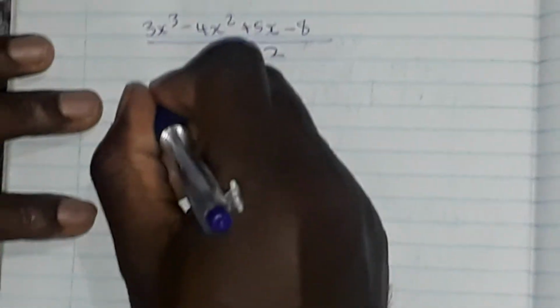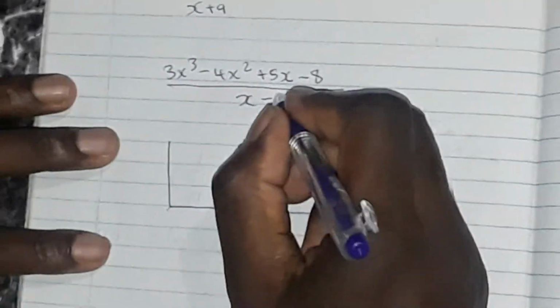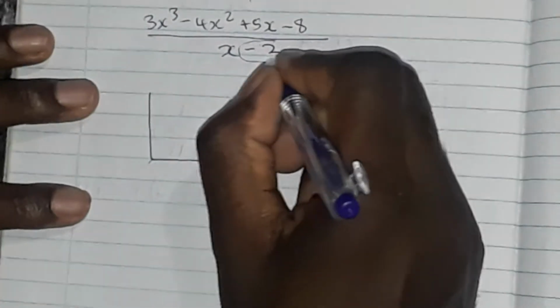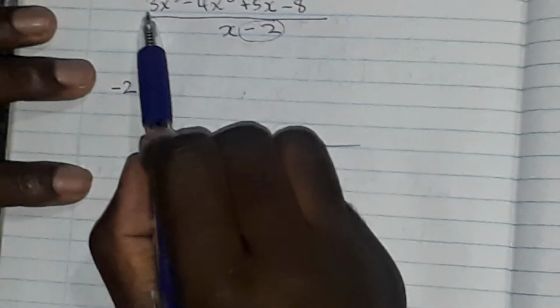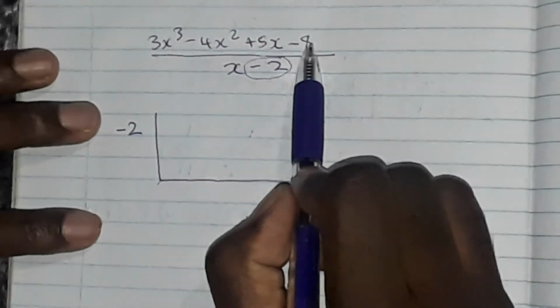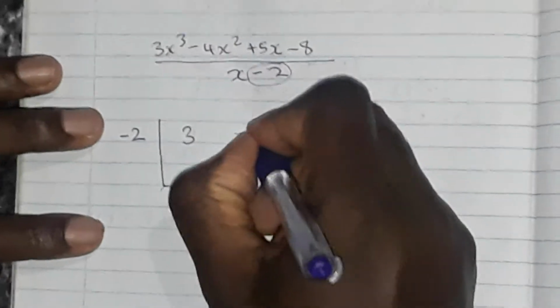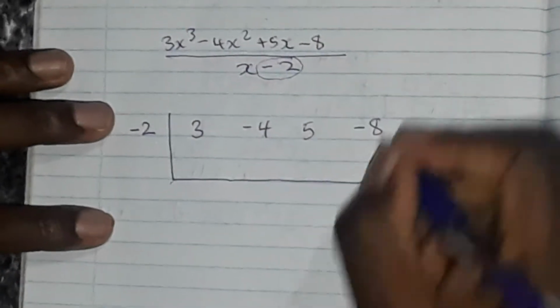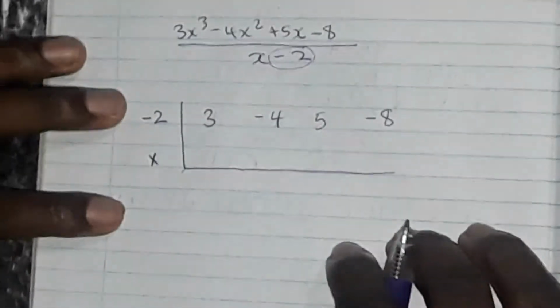So the first thing we're going to do now is draw a little table. And we're going to put the minus 2 from the divisor here. And we're going to write the coefficients of the x terms and the constant. We're going to leave the x out of it. So we're going to write 3, minus 4, 5, minus 8.